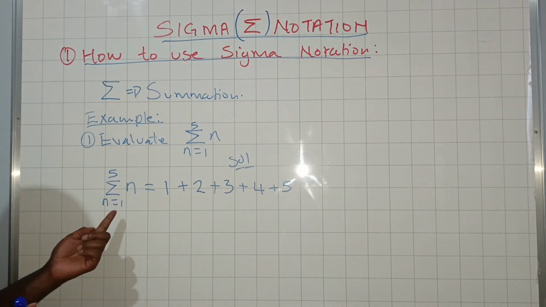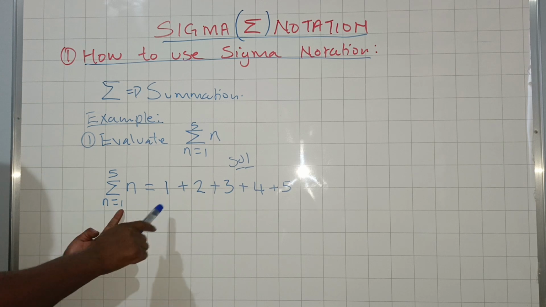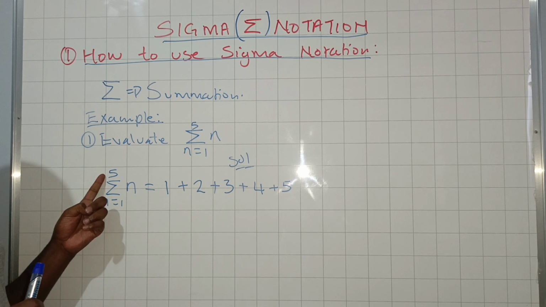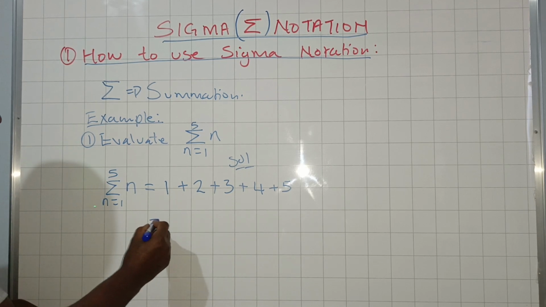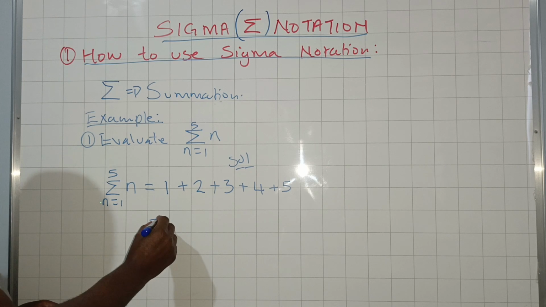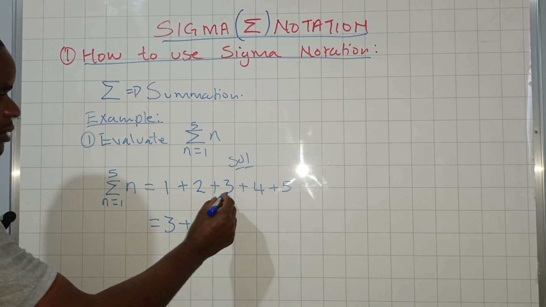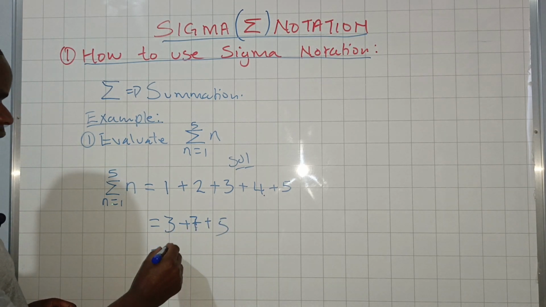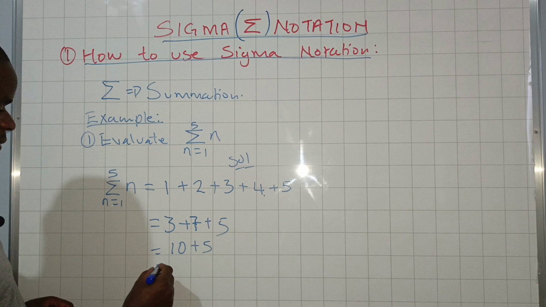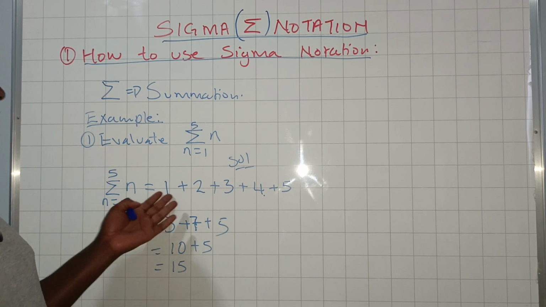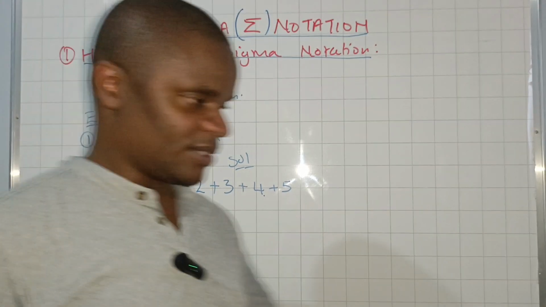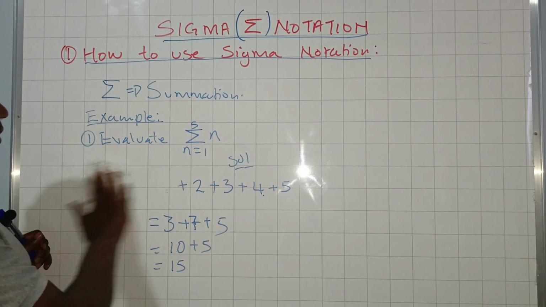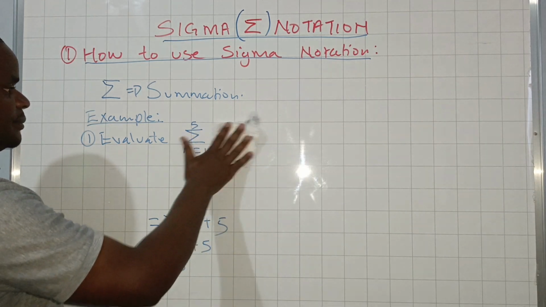I'd like you to notice we have started with the first value of n being 1, and we have listed without skipping any up to the value of n equals 5. So let us determine what this is. 1 plus 2, that's 3, plus 3 plus 4, that's 7, plus 5. So 3 plus 7 is 10, plus 5, that is equal to 15. There is no fanfare, it's just a matter of finding those values over there. Hope you followed. Let's work with a second example.